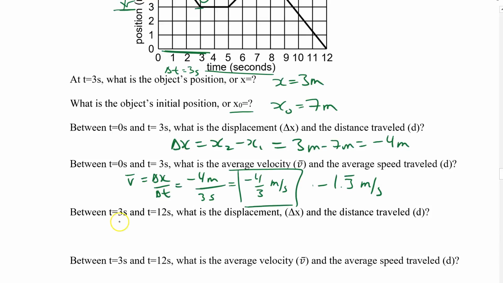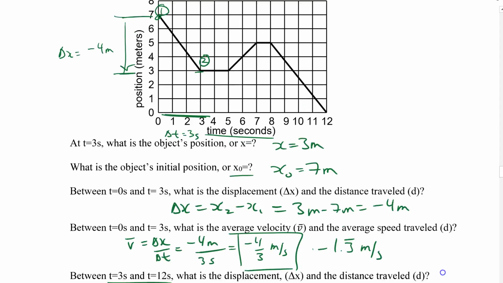Well, a similar question. We're just going to move the times around a little bit. What about between 3 seconds and 12 seconds? What is the displacement and the distance? Oh, now we have also distance traveled. Well, let's talk about the displacement first of all, between 3 and 12.